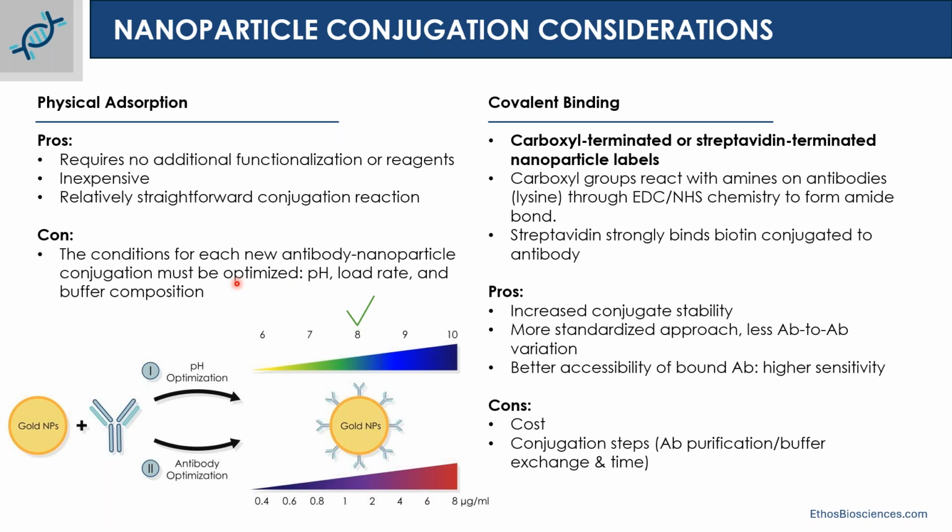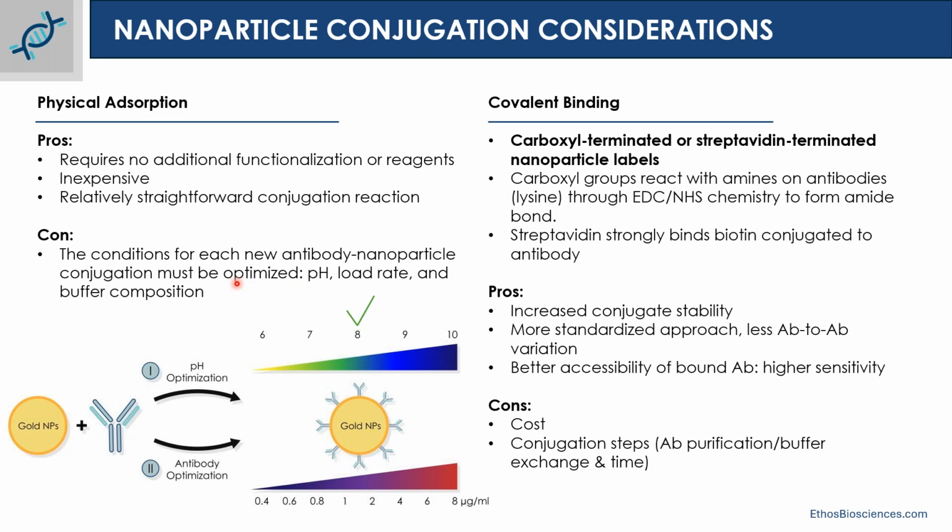Now that being said, because physical absorption is the most common way to go about this with gold nanoparticles, there's a lot of expertise out there in both development groups and manufacturing groups for doing exactly this. There is another option though, and that's covalent binding. And there's many different ways to approach this. Two common ones include carboxyl terminated nanoparticle labels and streptavidin terminated nanoparticle labels. For the carboxyl terminated nanoparticles, those carboxyl groups will react with amines on the antibodies through EDC-NHS coupling. For the streptavidin, that will bind to biotin that's been previously conjugated to our antibody.